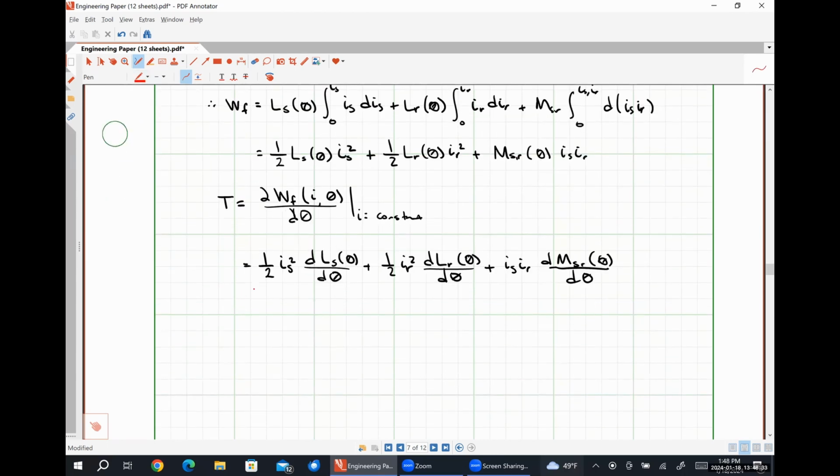And these two terms right here are what are known as the reluctance torque. They are caused by the variation in the self-inductance due to a changing rotor position. And then that last term, it doesn't have a special name, but I'm going to call it the developed torque, is due to the variation in the mutual inductance seen between the rotor and the stator.